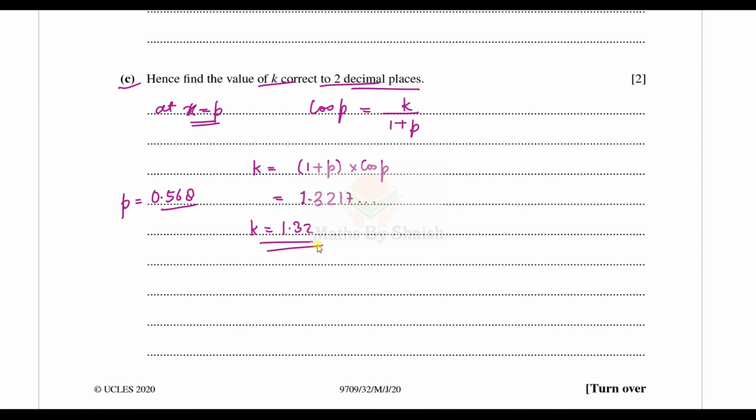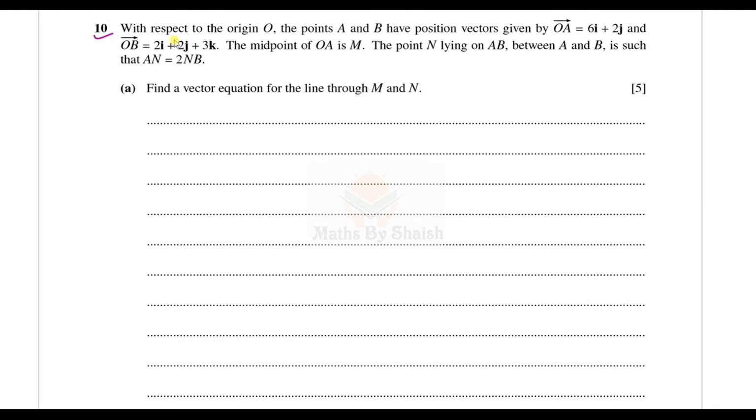So let's do question number 10. With respect to the origin O, the points A and B have position vectors given by OA as 6i cap plus 2j cap and OB as 2i 2j 3k. The midpoint of OA is M. The point N lies on AB between A and B such that AN is equal to 2 times NB. Find a vector equation of the line through M and N.